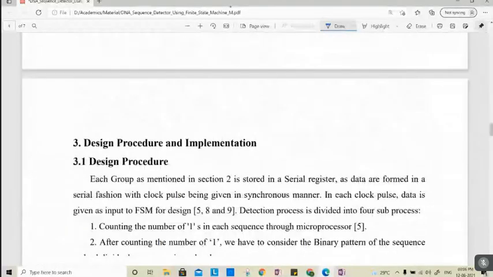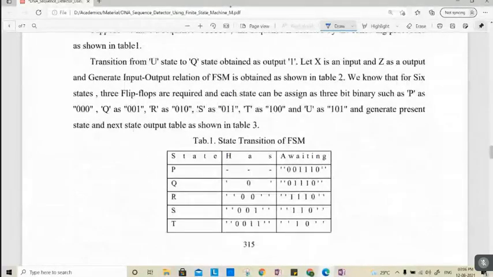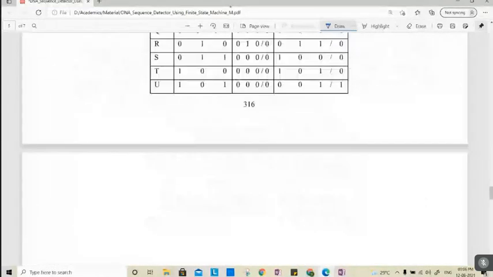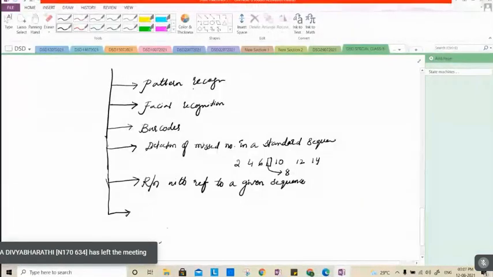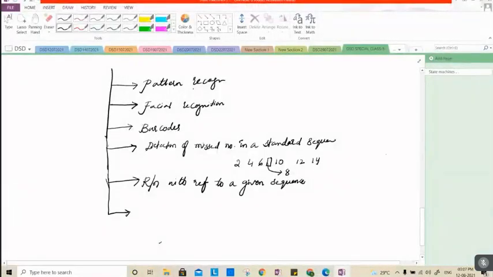So we did not go through this particular paper. This is not required. If anyone is interested, they may go through this. Right. Now we'll learn regarding this.